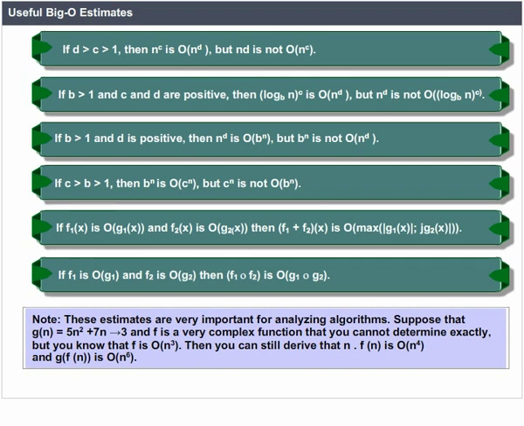Suppose that g(n) = 5n^2 + 7n^3 and f is a very complex function that you cannot determine exactly, but you know that f is O(n^3). Then you can still derive that n·f(n) is O(n^4) and g(f(n)) is O(n^6).